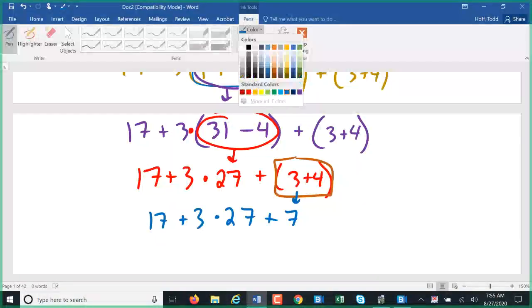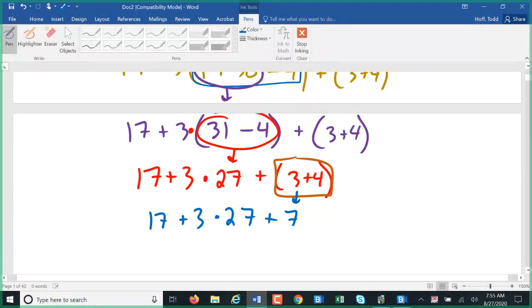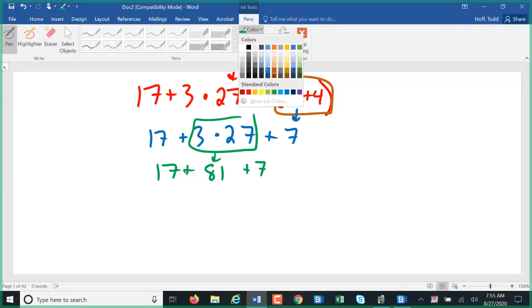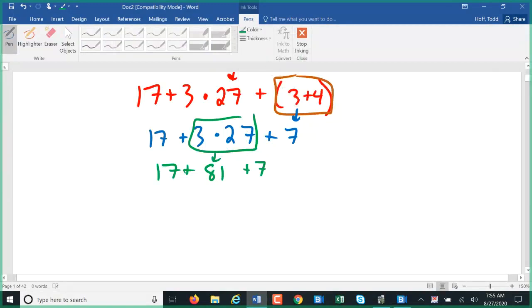So now there's no more enclosing symbols, no more exponents. There's multiplication, so I'll do that. 3 times 27 is 81. And now I'm down to addition and subtraction, so I'm going to go left to right. 17 plus 81 is 98. And finally, 98 plus 7, 105.